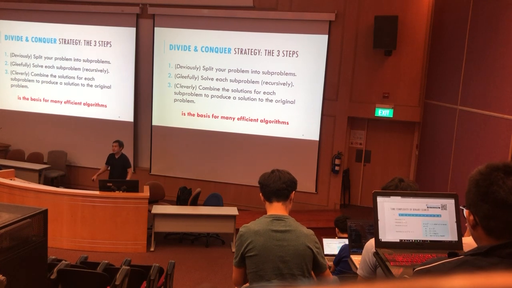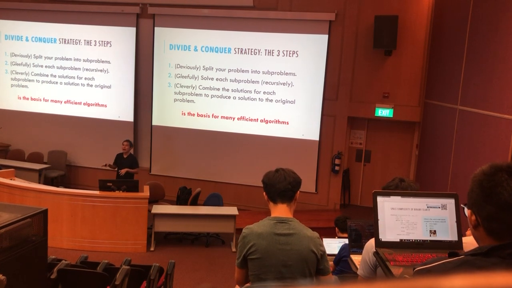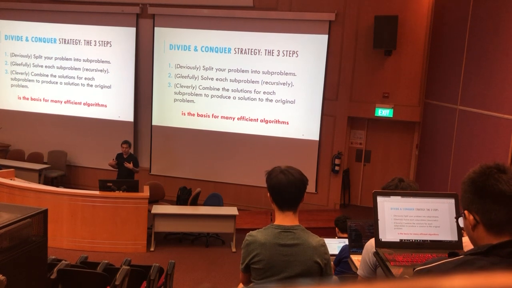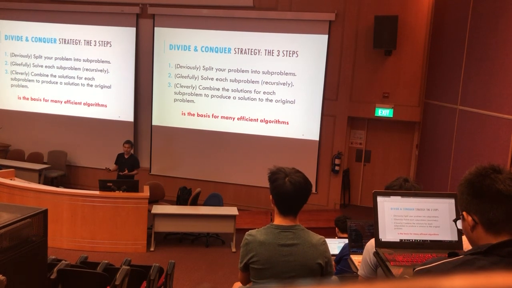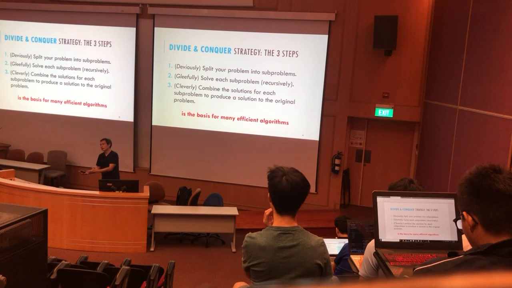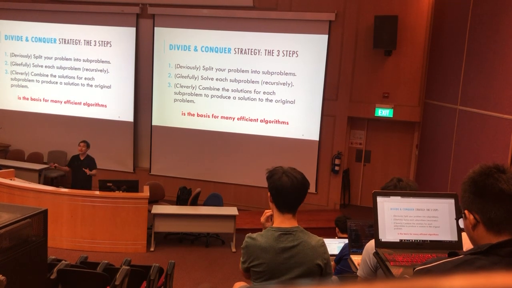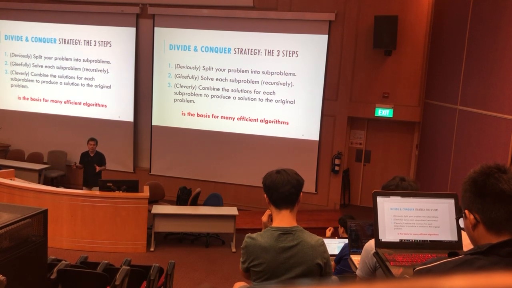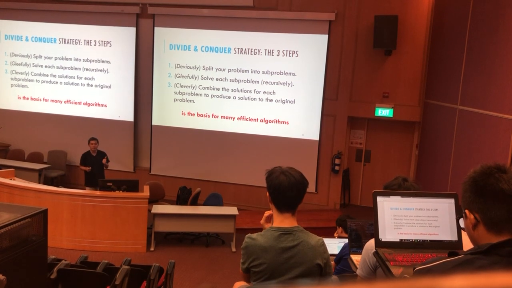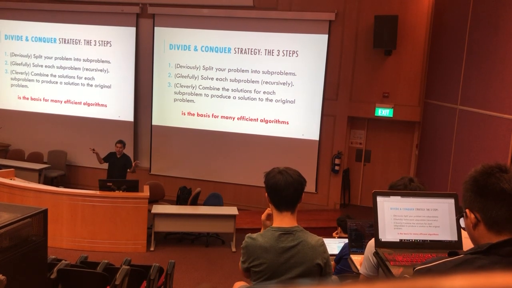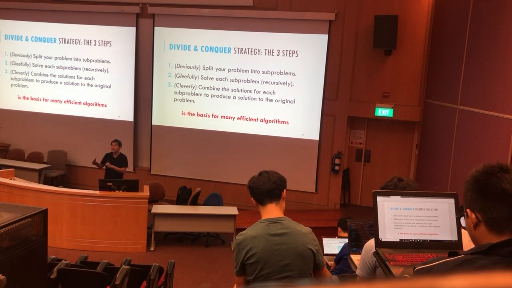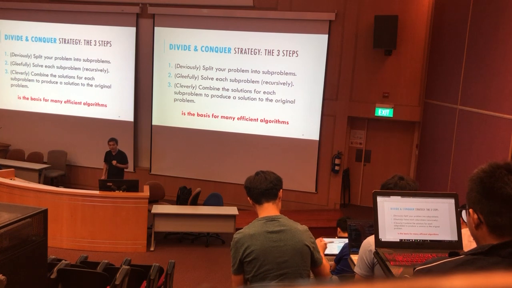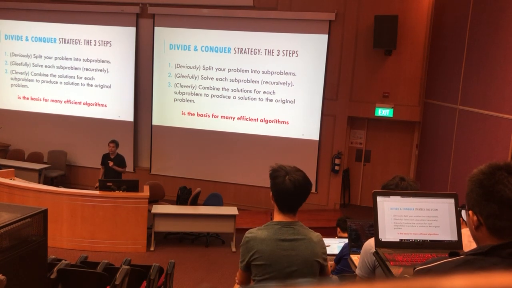Alright, so let's take the top of the stack and look at the high level of what we're doing. What we're doing is called divide and conquer, as I mentioned before. There are three steps to divide and conquer. If you forget everything else, remember these three steps. One is to split your problem into little sub-problems. You solve each sub-problem recursively, and then you combine them to produce the solution to the original problem. That's the general idea, and it really is the basis of many kinds of efficient algorithms.